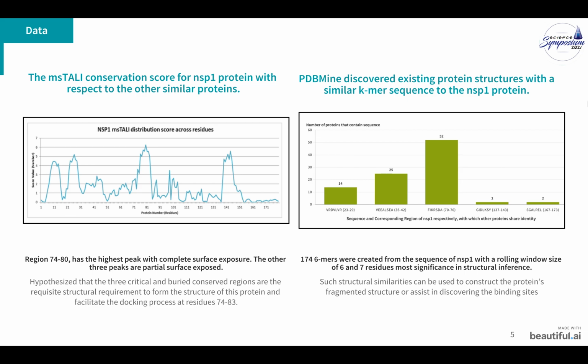PDB-Mine then was used to discover existing protein structures with a similar k-mer sequence to NSP1 protein. We see that sequence FIKRSDA at region 70 to 76 has a lot of proteins that match the particular template. And then we have the other 2 bars. So basically, we created 174 6-mers from a rolling window size of 6 and 7 residues, which showed the most significance in structural inference. And these inferences can be used to construct the protein's fragment structure or assist in discovering their binding sites.